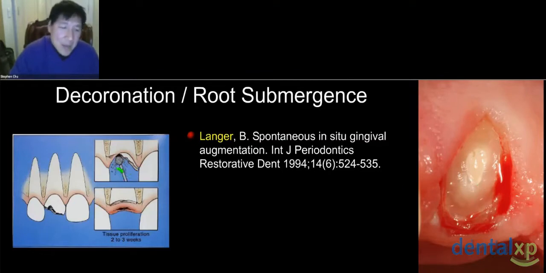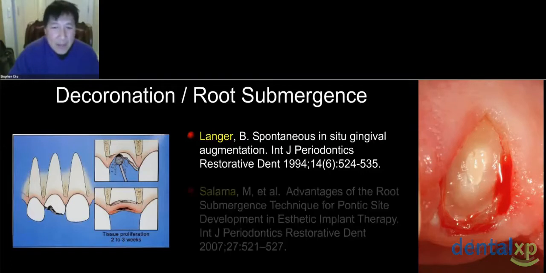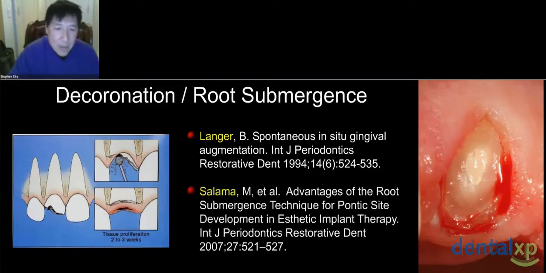What Bert actually described was that if you could decoronate the root down to the bone crest, as seen in the diagram over here, that over time, burying this root, submerging it, decoronating and then root submergence, the tissue would then fill over this area. And then when he would go back to remove this residual root tip, he would have the ability to have primary flap closure because he would allow the tissue to migrate over that surface. As seen over here, you could obviously see that there's tissue that will cover over here.